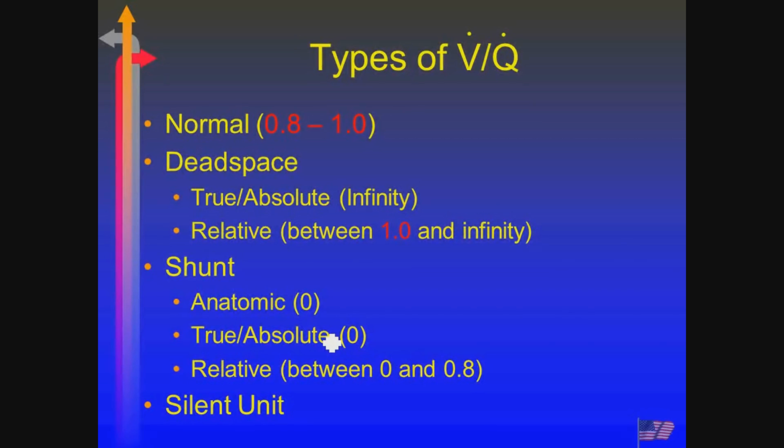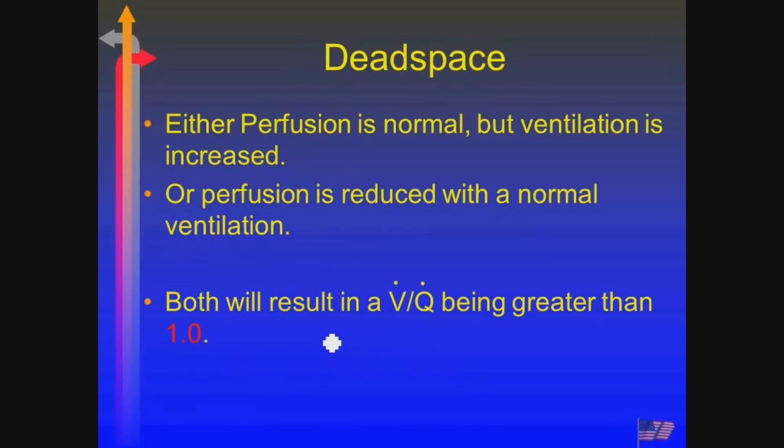Normal VQ we said was between 0.8 and 1. True dead space would be a 0. Excuse me, no, true dead space is no perfusion. True shunt would be no ventilation. Dead space can occur either because perfusion is normal but ventilation is increased, or ventilation is normal and perfusion is decreased. Something that's going to make that ratio bigger than 1.